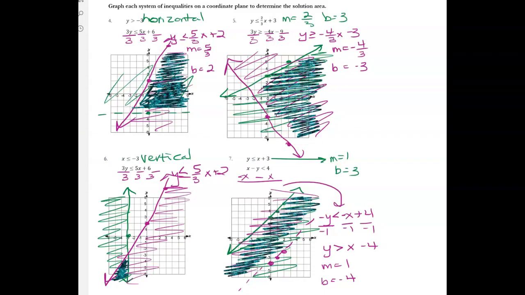Okay, so here are the answers for 4 through 7. It looks a little sloppy. I was struggling writing some, but pause the video and really look at your graphs and see if you have them in the shaded regions correctly. Hopefully I did not make any mistakes. If you think I made a mistake, check with your neighbor, see if they got the same thing, and then we can talk about it in class when I return.